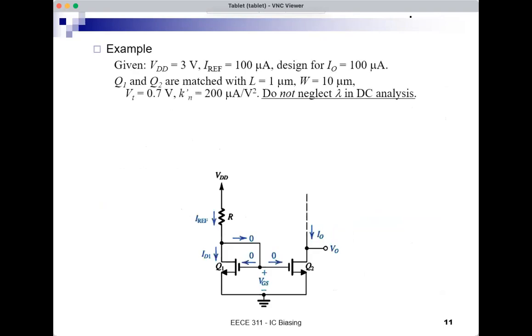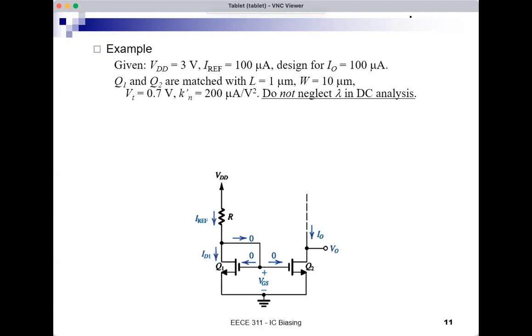Let's do an example. Let's take this same circuit and say VDD is 3 volt. IRF, the current flowing on the left half of the circuit and the resistor, is 100 microamp. And we want to design for IO also 100 microamp. So I want to create a current source that will give me a current of 100 microamp. Q1 and Q2 are matched. They have L equal 1 micrometer, W 10 micrometer, VT 0.7, K prime N 200 microamp per volt squared. And do not neglect lambda in DC analysis, so include VA in the DC analysis.